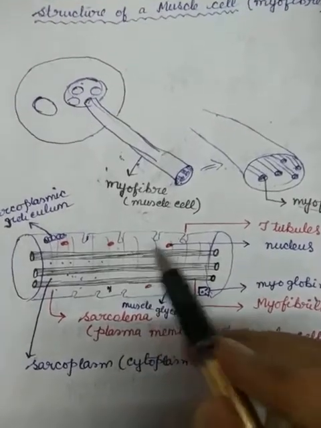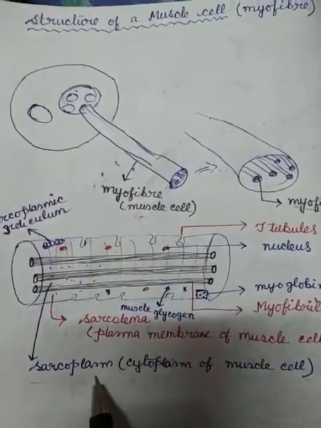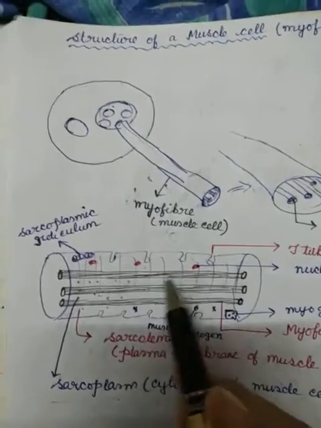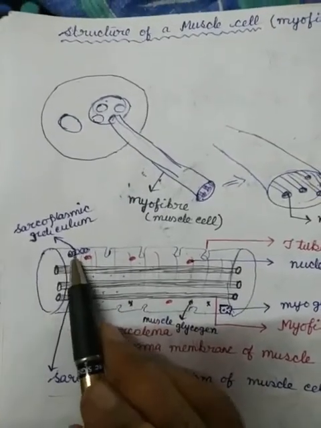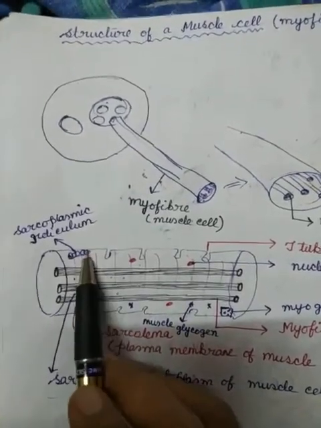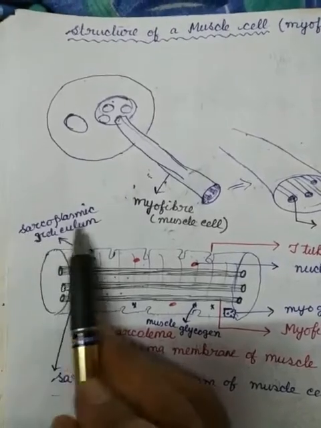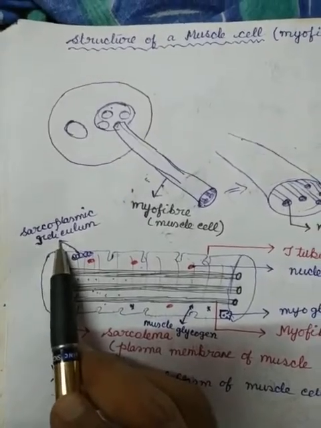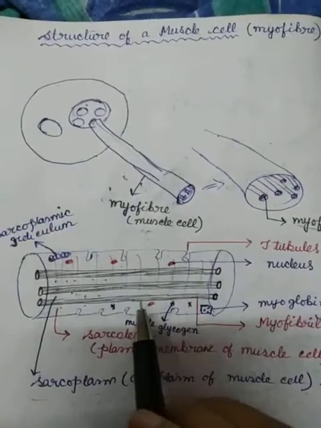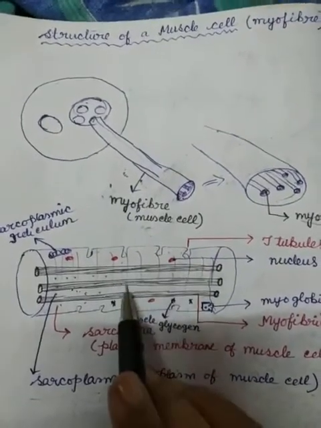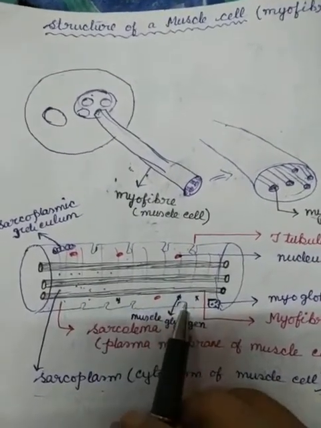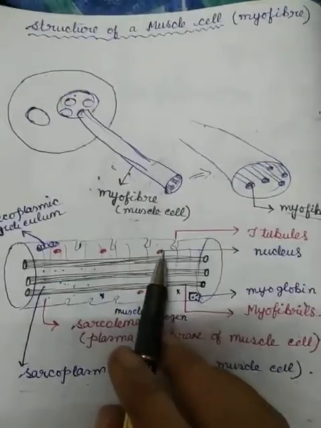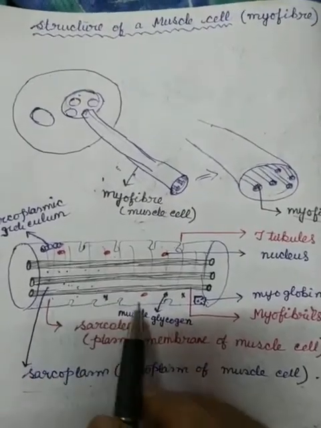As it is a cell, it also has a cytoplasm. So the cytoplasm of the muscle cell is called sarcoplasm. As it is a cell, it contains endoplasmic reticulum. See, here I have shown the endoplasmic reticulum. The endoplasmic reticulum is here called sarcoplasmic reticulum. Clear? Another thing is that in the previous lecture we discussed that the muscle cell is multinucleated. Multinucleated means, see, these are the nuclei I have shown here in red color.